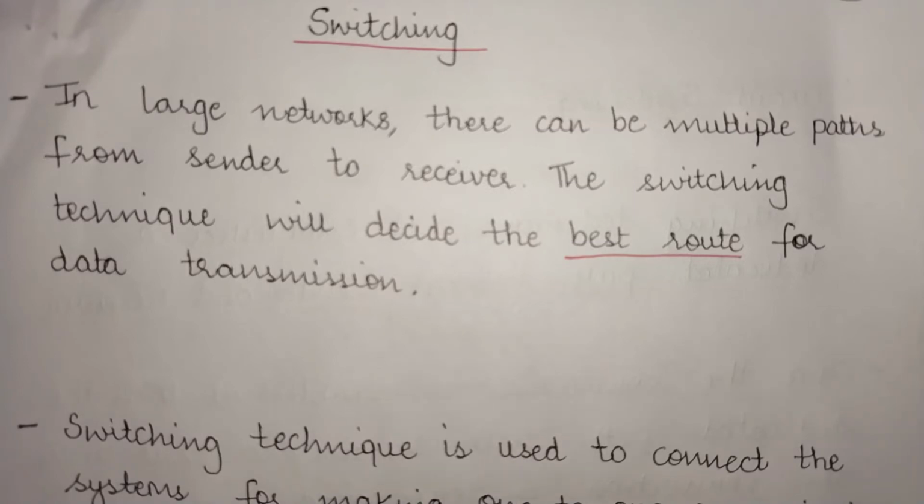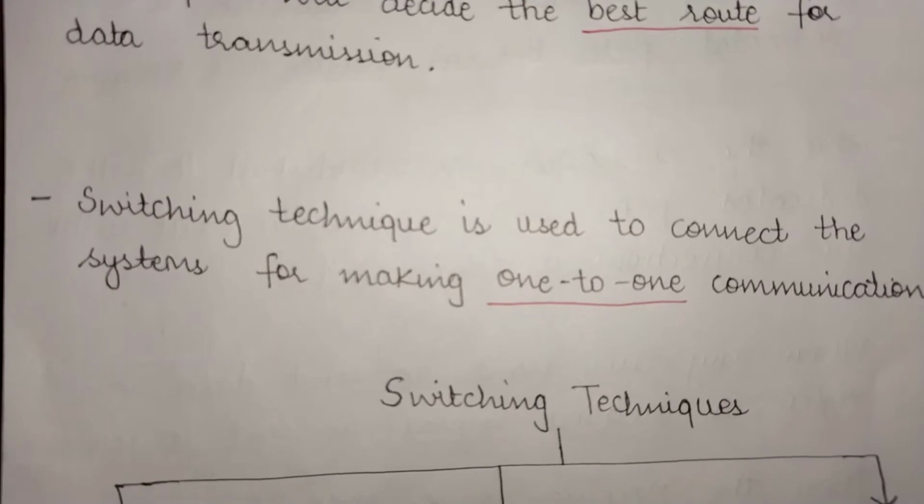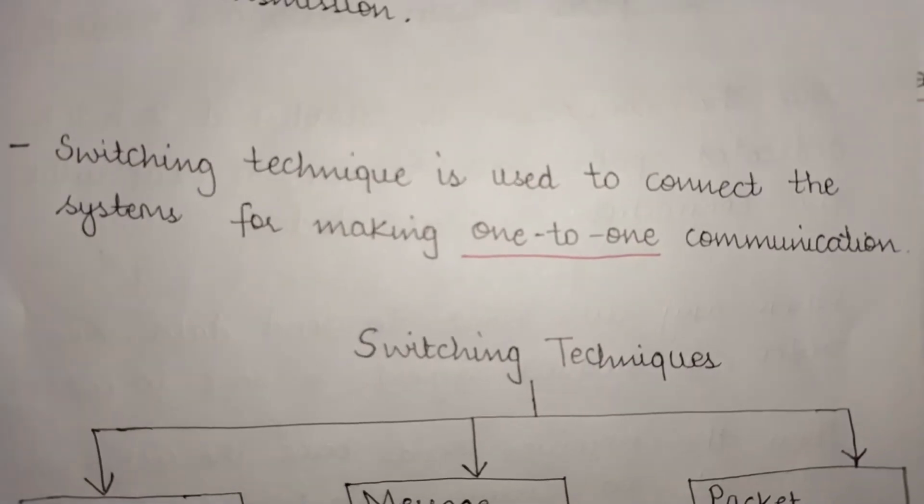time for transmitting the data from sender to receiver, or the path which has minimum congestion, or minimum number of packets. So depending upon these criteria, you choose the best path, and the task of choosing this best path on the basis of certain algorithms is done by the switching technique. That is why switching is an important thing in networking. Now, the switching technique helps to connect a one-to-one communication between the sender and the receiver. It is a one-on-one communication directly from the sender to the receiver.